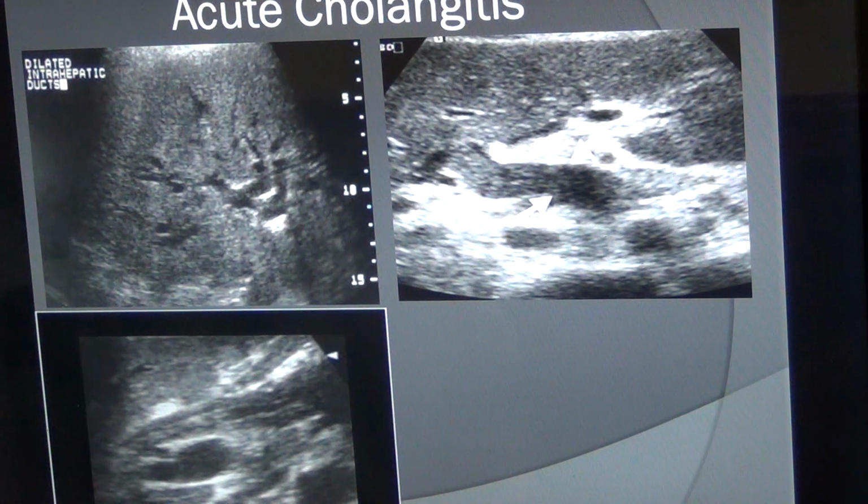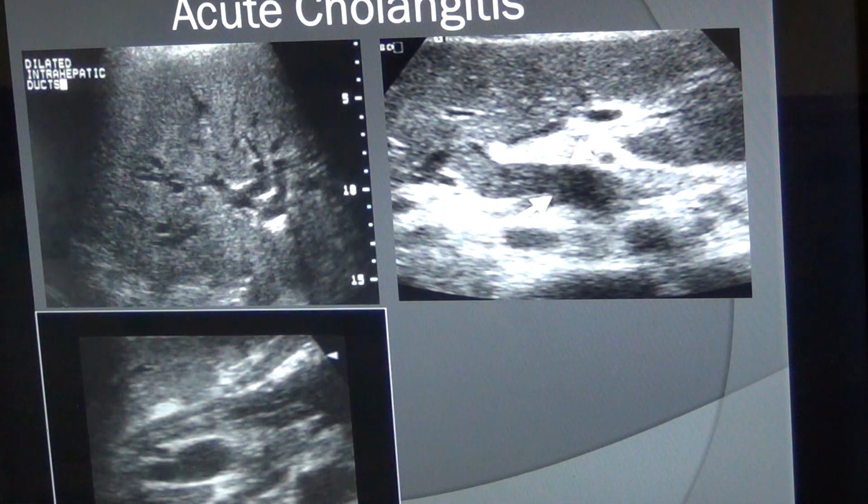If the stone or obstruction is in the common duct or the sphincter of Oddi, or the duct of the ampulla, the ampulla of Vater, then again there will be obstruction and there will be dilatation of the pancreatic duct, and dilatation of the common bile duct, gallbladder, cystic duct, common hepatic duct, and intrahepatic bile ducts.